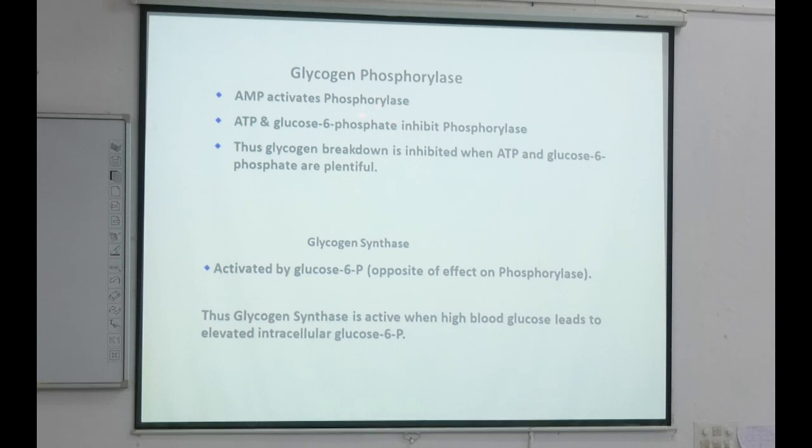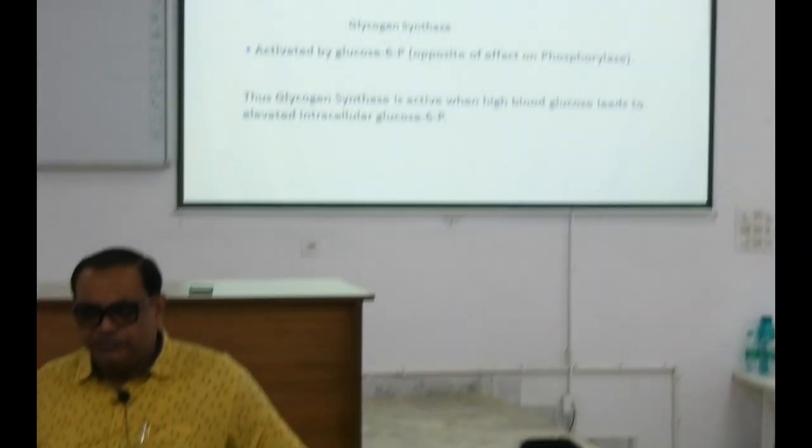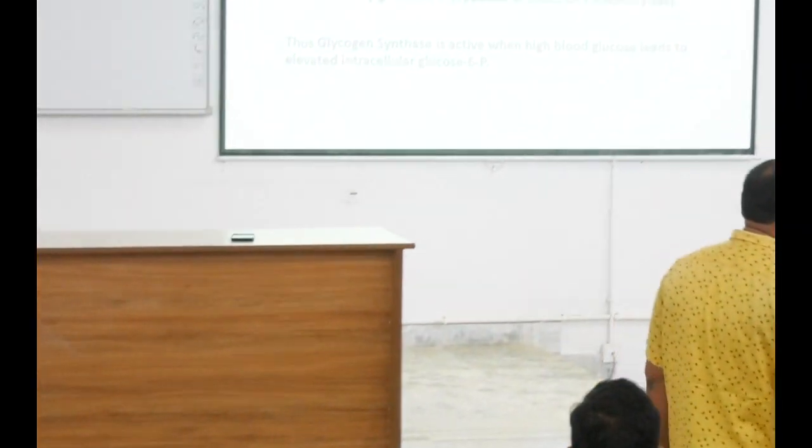AMP activates phosphorylase. Why does AMP activate? What is the reason behind it? The mechanism is allosteric. But the reason behind it is: phosphorylase activated means when you need more energy, glycogen is broken down. Correct? That means ATP is less, AMP is more. So when AMP is more in the system, it will trigger the activity of phosphorylase. ATP and glucose 6-phosphate will inhibit, just the opposite.